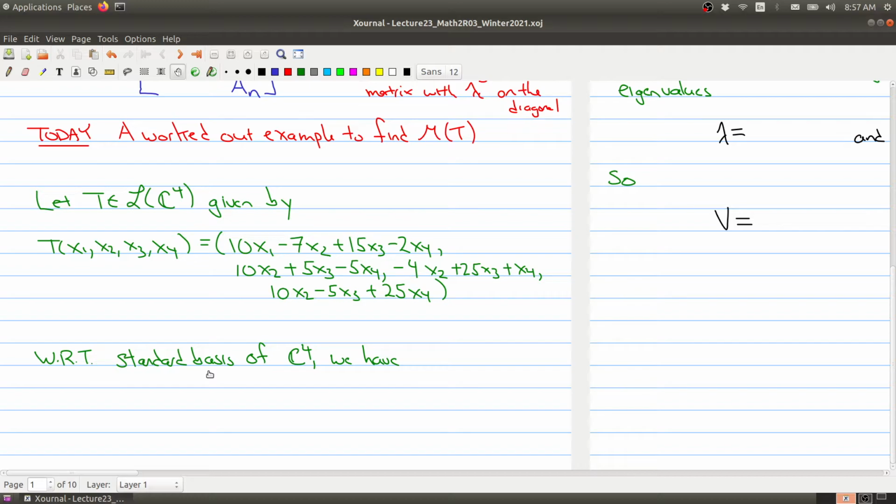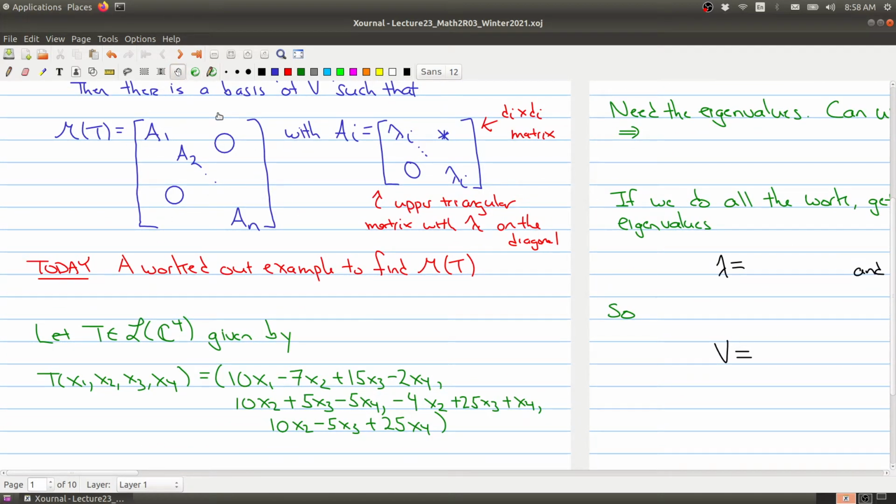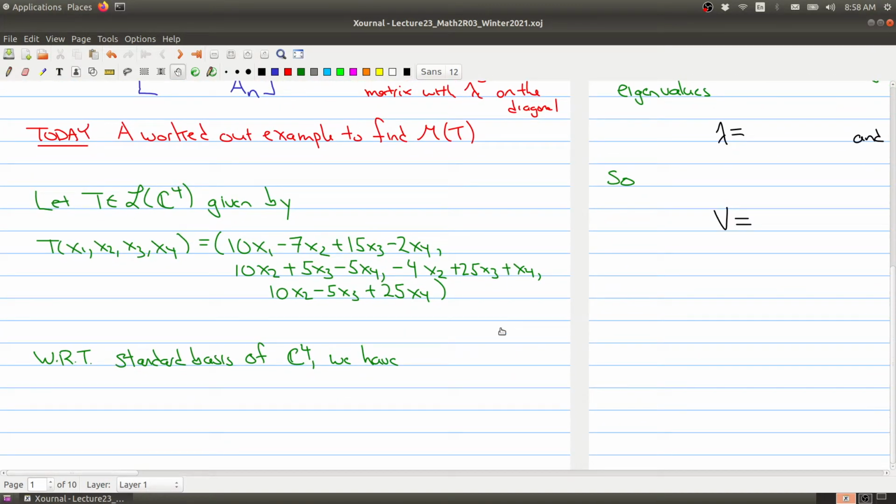Specifically, we're going to take this linear operator on C4, which takes the vector x1, x2, x3, x4 in C4 and maps it to this other element in C4. What we want to do is find a basis of C4 so that the associated matrix looks like a block diagonal matrix. To get going, we start with the standard basis of C4, and we see we're going to have to do some work because it doesn't have the right form. The matrix associated to the standard basis would look like 10, 0, 0, 0, minus 7, 10, minus 4, 10, 15, 5, 25, and minus 5, and minus 2, minus 5, 1, and 25.